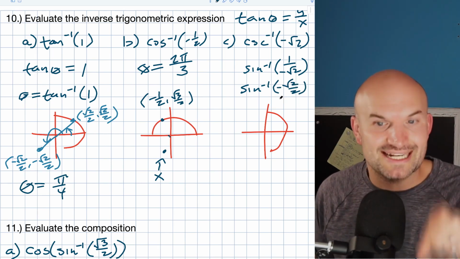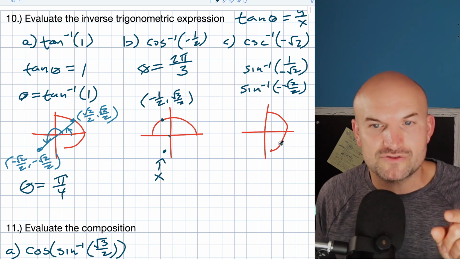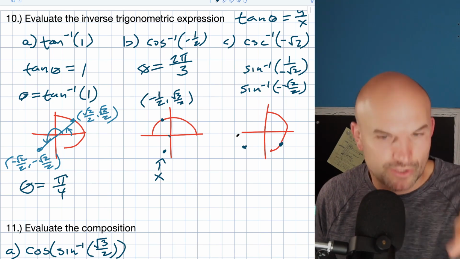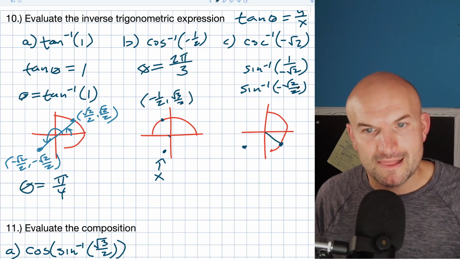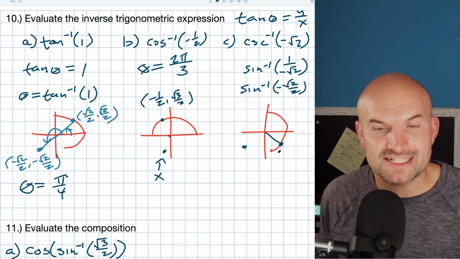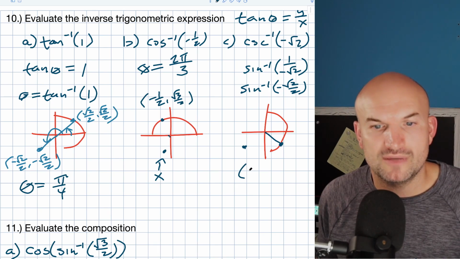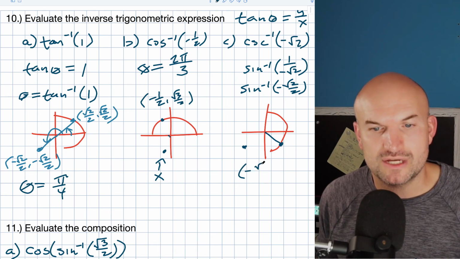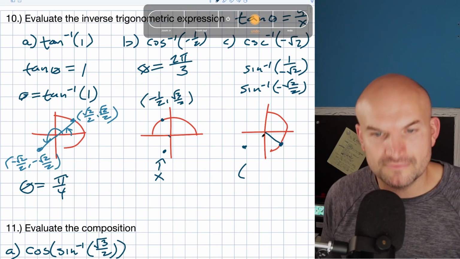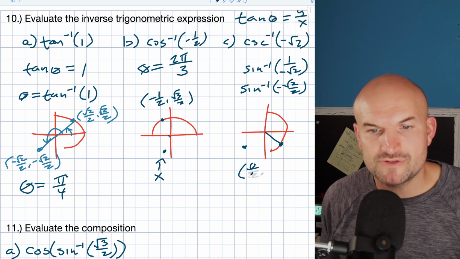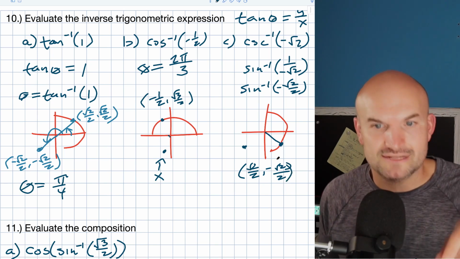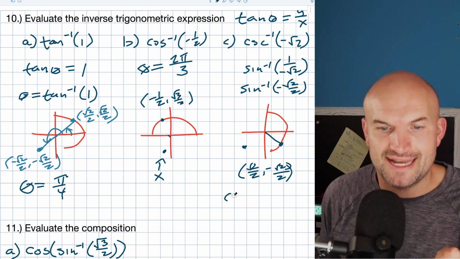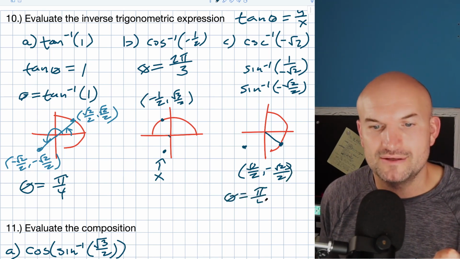Now, again, when is sine negative? Sine is negative square root of 2 over 2 over here and over here. We don't care about that angle. It's not within the restriction. This is the angle we're looking for. What coordinate point is it when sine is equal to negative square root of 2 over 2? That coordinate point here is square root of 2 over 2, comma, negative square root of 2 over 2. What angle produces that point? And that angle, theta, is equal to pi over 4.